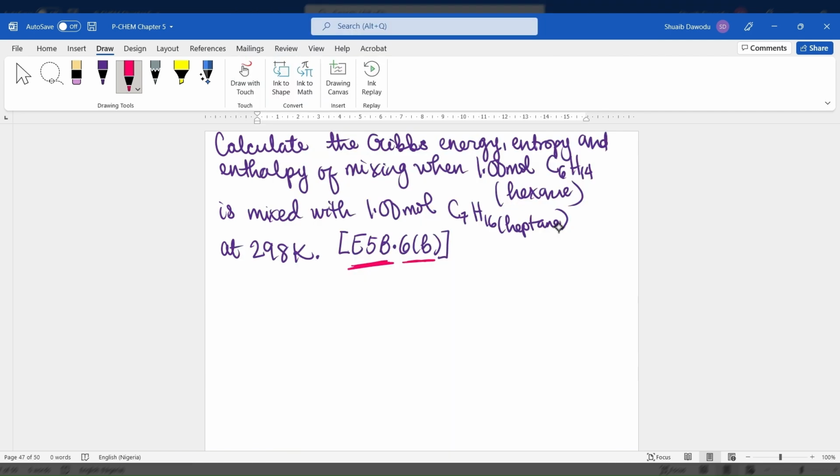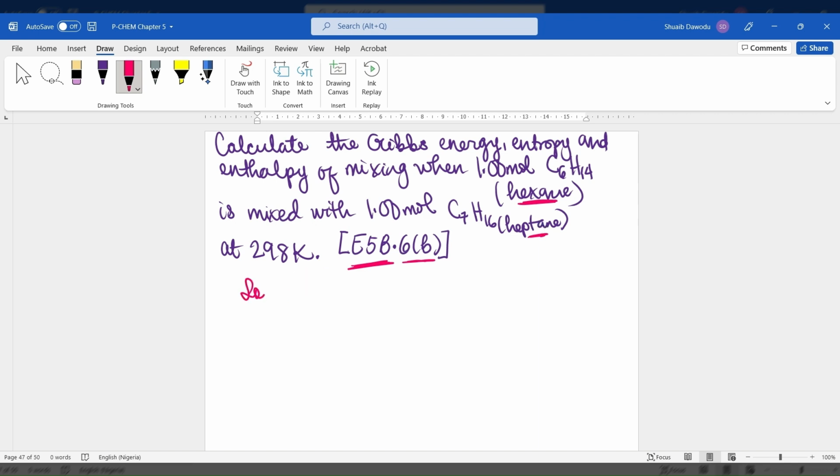So, what this is telling you is that we need to determine the Gibbs energy, the entropy, as well as the enthalpy of mixing when 1.00 mole of C6H14, which is also hexane, is mixed with 1.00 mole of C7H16, which is heptane, at the temperature of 298 Kelvin.